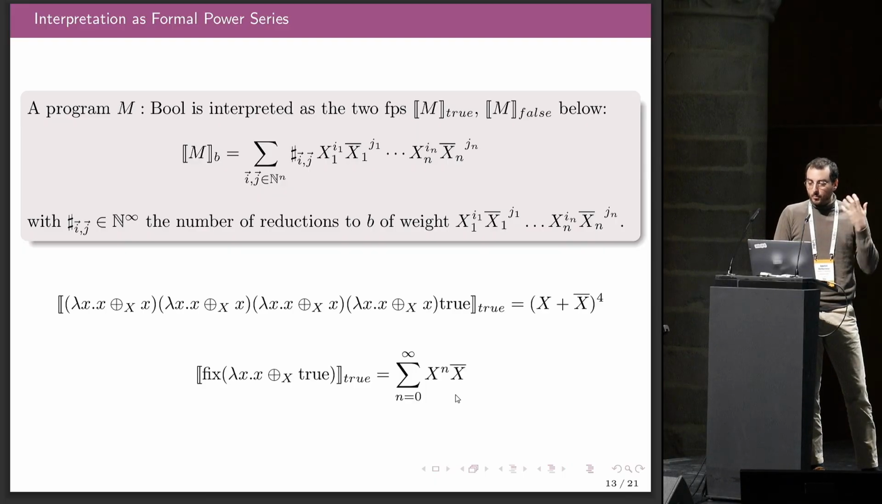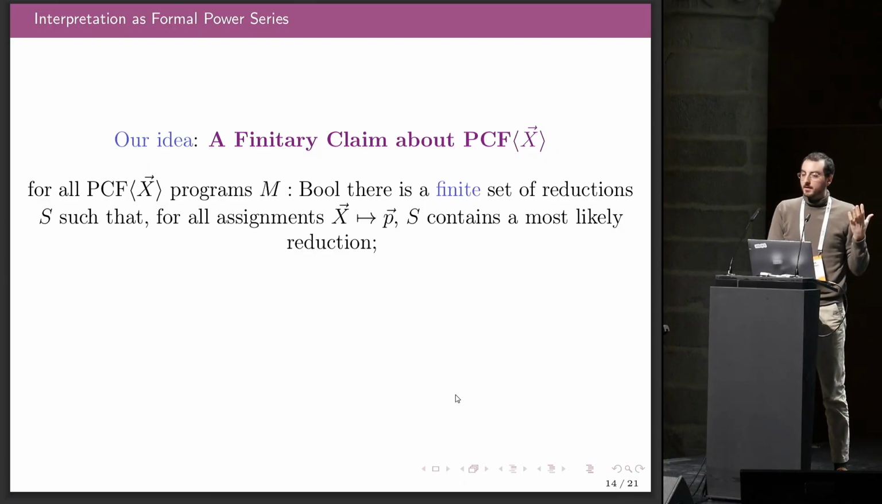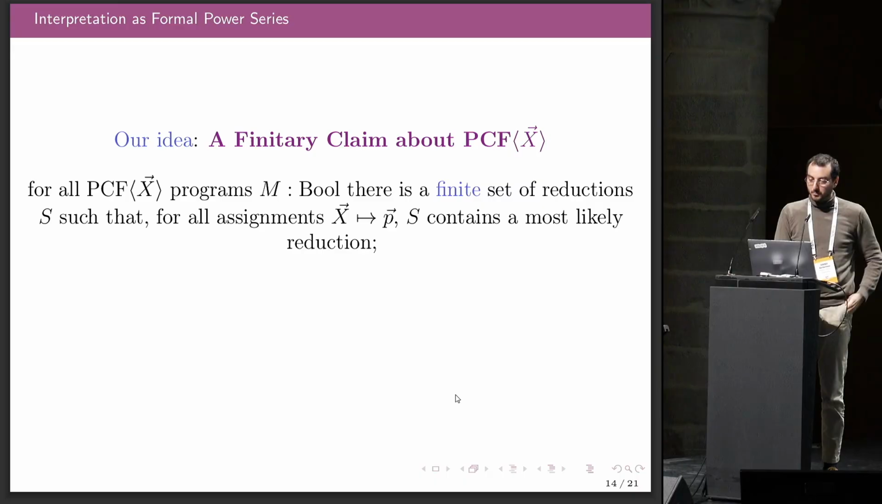So now, with this in mind, we can start to think about basically what's the basic idea behind our paper, which makes everything work in a sense, which is this finitary claim about closed terms of type bool. It says that for each of those there is a finite set of reductions, and this finite set is such that for all assignments of probabilities to the parameters, we can always find a most likely reduction.